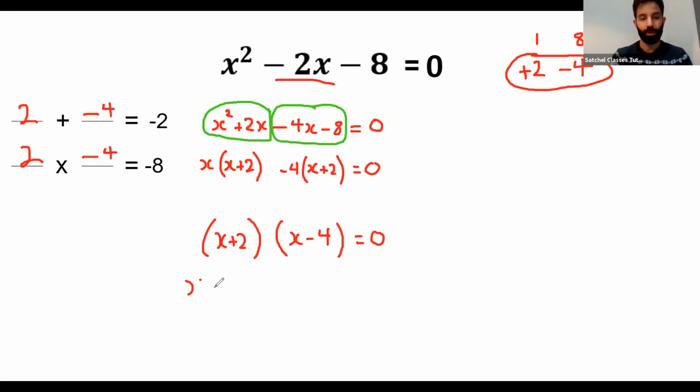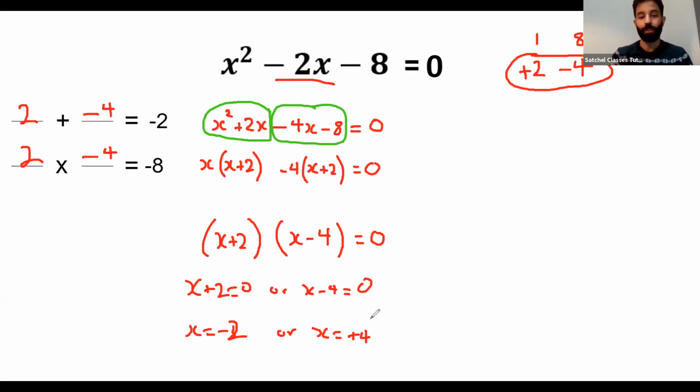So we can write x plus 2 is equal to 0, or x minus 4 is equal to 0. So therefore the value of x is going to be x is equal to minus 2, or x is equal to positive 4. And that is true, because when x is positive 4, 4 minus 4 is going to be 0, or negative 2 plus 2 is still equal to 0.